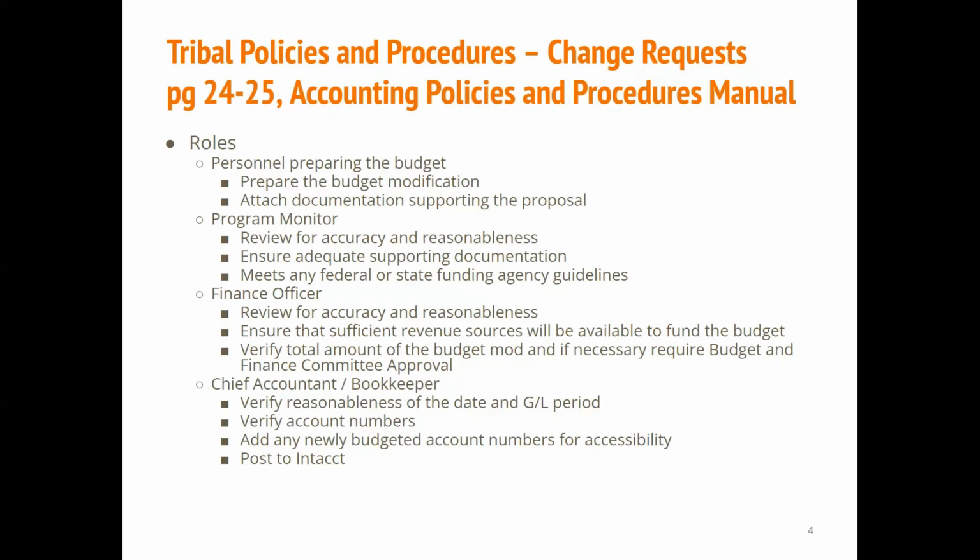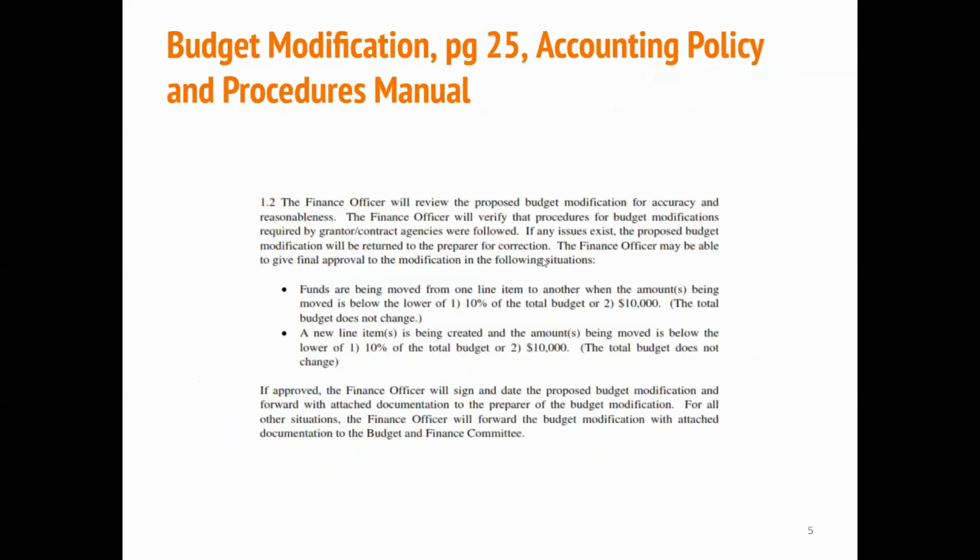And then finally, the chief accountant or bookkeeper verifies reasonableness of the date and general ledger period, verifies the account numbers being used, adds any newly budgeted account numbers for accessibility, and then finally they can post the budget to Intact.